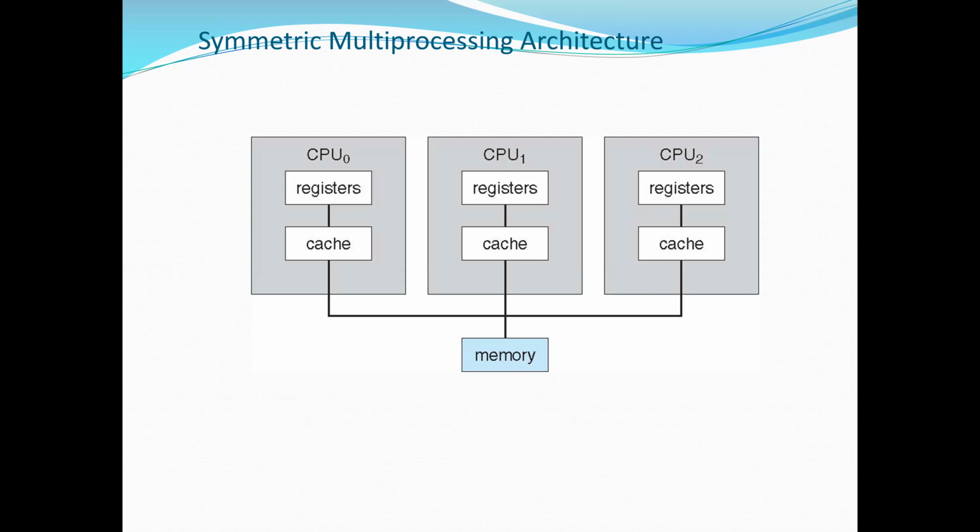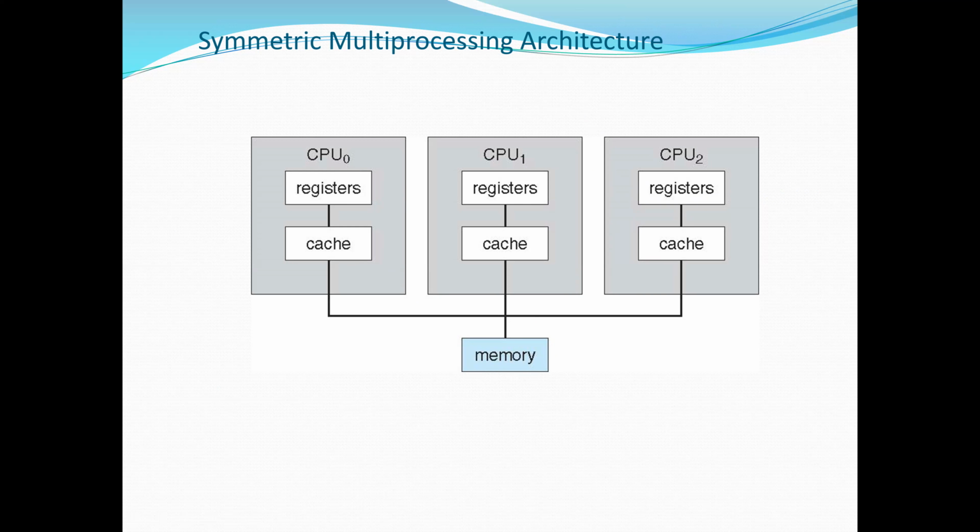So we have an example of a symmetric multiprocessing. We can see that each one has its own registers, cache, and CPU to perform its task. So we have CPU 0, 1, 2, and 3. But at the same time, they all share the main memory together.